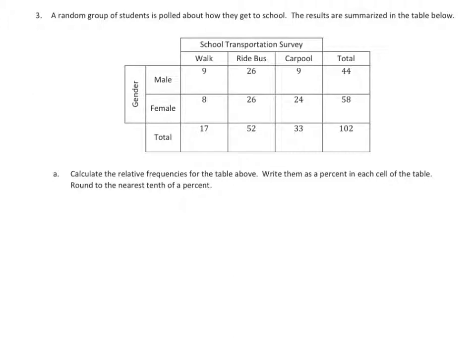Question 3. A random group of students is polled about how they get to school. The results are summarized in the table below. Part A. Calculate the relative frequencies for the table above. Write them as a percent in each cell of the table. Round to the nearest tenth of a percent.